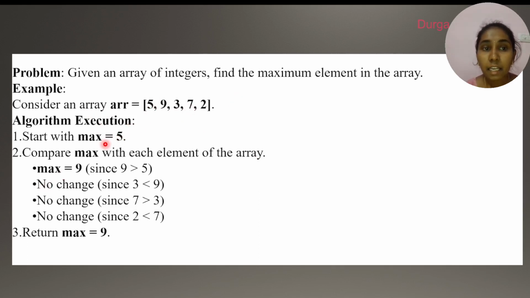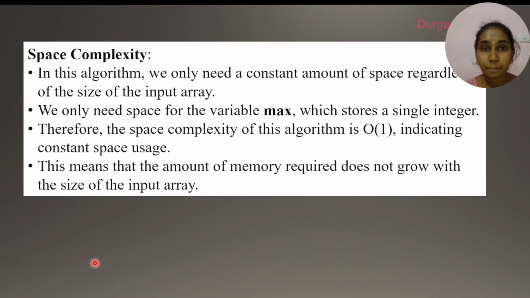If I compare 5 with 9, 9 is greater than 5. So what is the maximum value? 9 is max. Next we need to compare 9 with 3. Okay, 9 is greater than 3. So 9 is max. 9 is greater than 7. 9 is greater than 2. So no change. After that, return the maximum value. After completion of this algorithm, it will return the maximum value as 9. Next I need to check whether the algorithm is efficient or not in terms of space. So how to check?